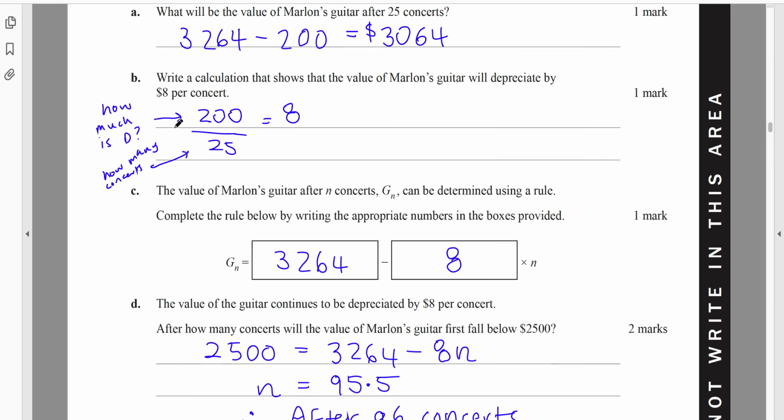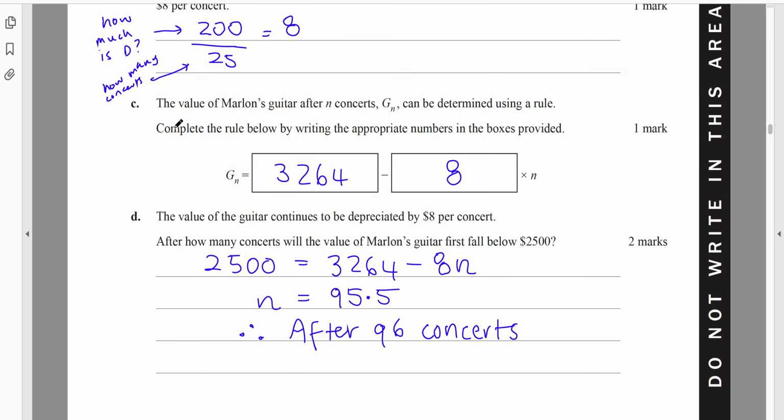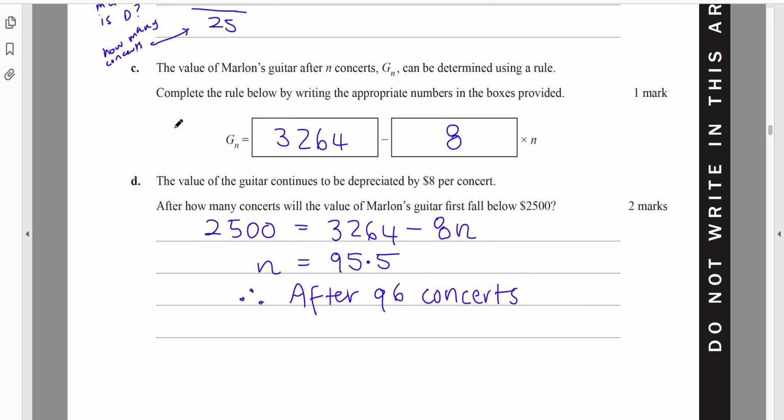The next one here, we were given basically a template to get the rule for the nth term, so Gn, and we want to put the appropriate numbers in. So what we know is that generally for the rule for the nth term, we're looking at the original term subtracting n times d, and that's really the structure that we're working with here. You've got the subtraction already, the minus, and we've already got n as well. So in here we want V0, which was 3264, and in here we want how much it's losing every concert. Of course we call that d, the depreciation.